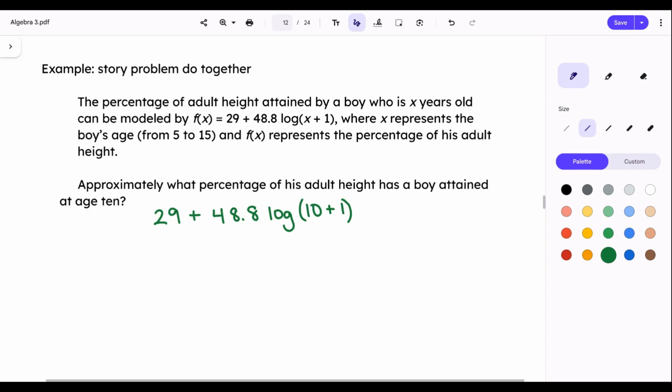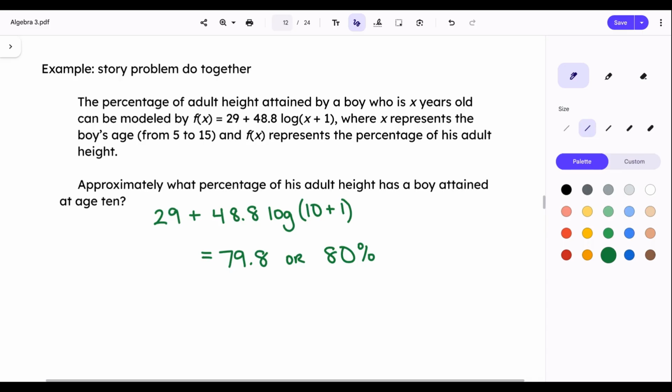We're going to hit enter, and we're going to round this to 79.8, or if you wanted to round it to a whole number, we would say 80 percent. So 80% of his adult height is going to have been reached by the time he turns 10 years old.